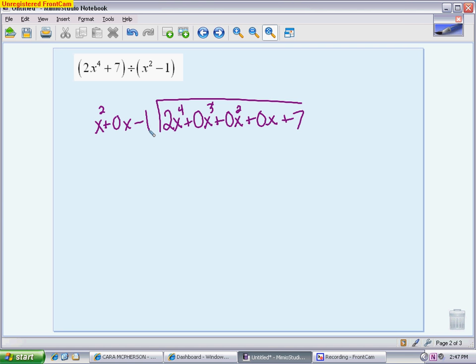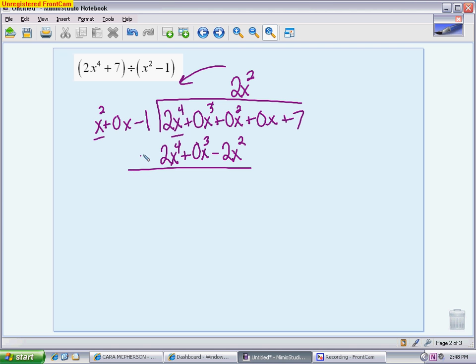Same process. I want to take the 2x to the fourth and divide it by x squared, or in other words, what do I multiply x squared by to get it to be a 2x to the fourth? The answer is you need a 2x squared, so I'm going to put that above the squared column, and then I'm going to multiply. So I have 2x squared times x squared is 2x to the fourth. 2x squared times 0x is 0x cubed. 2x squared times negative 1 is negative 2x squared.